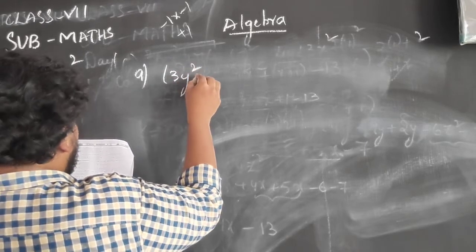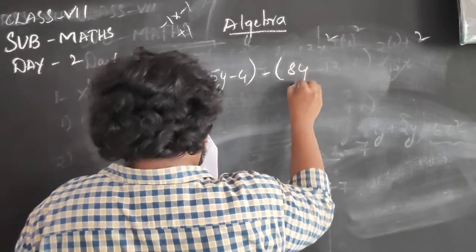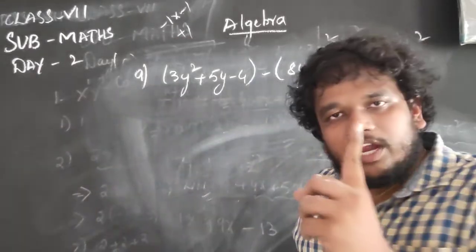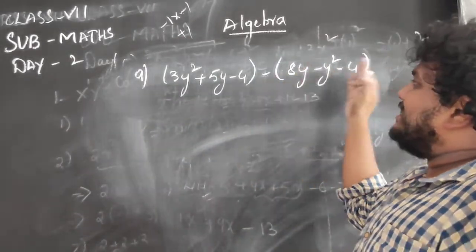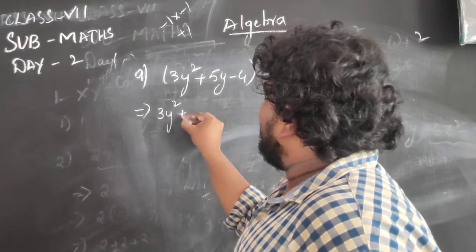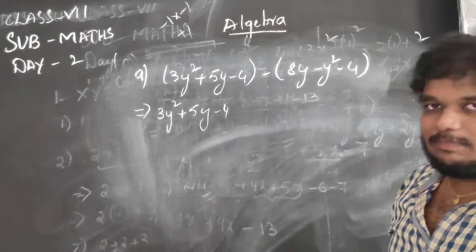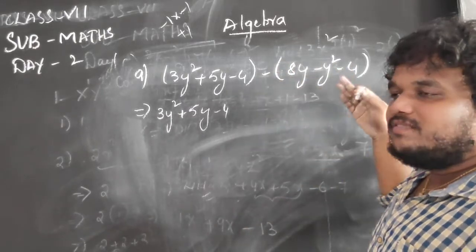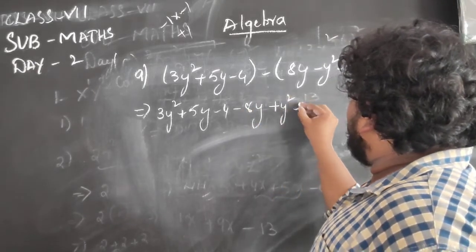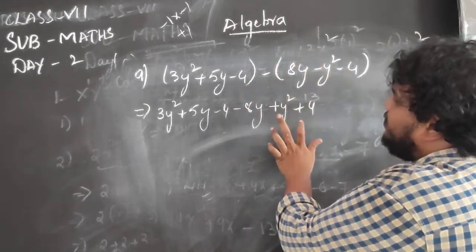3y square plus 5y minus 4 minus of 8y minus y square minus 4. When you are doing subtraction, the signs will be changed for the second expression. So 3y square as it is, plus 5y as it is, minus 4. Now when you are multiplying minus to the other expression, the signs will be changed. So minus 8y plus y square plus 4. Plus will become minus, and minus will become plus, and again minus will become plus.